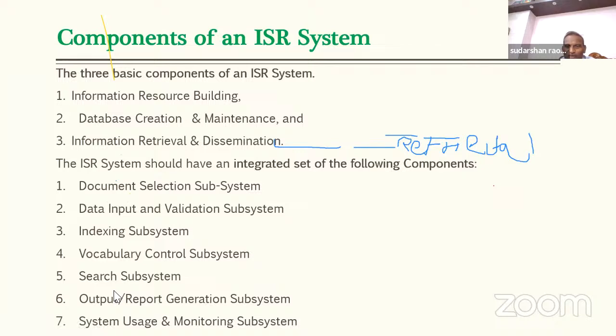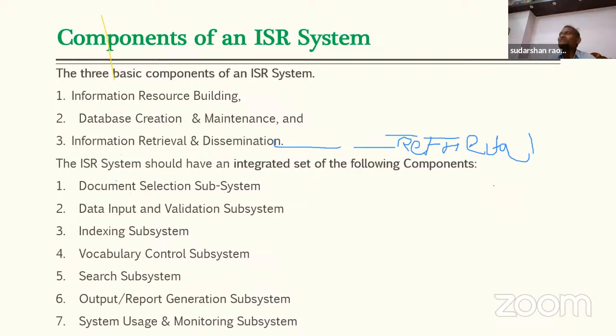Then of course, the next one is output report generation. When you make a search and want output, how should it come? In what form should the output come? You can decide on that. I want the document information in, say, ISBD format. I want the information, for example, as Chicago Manual of Style references to be given to me.